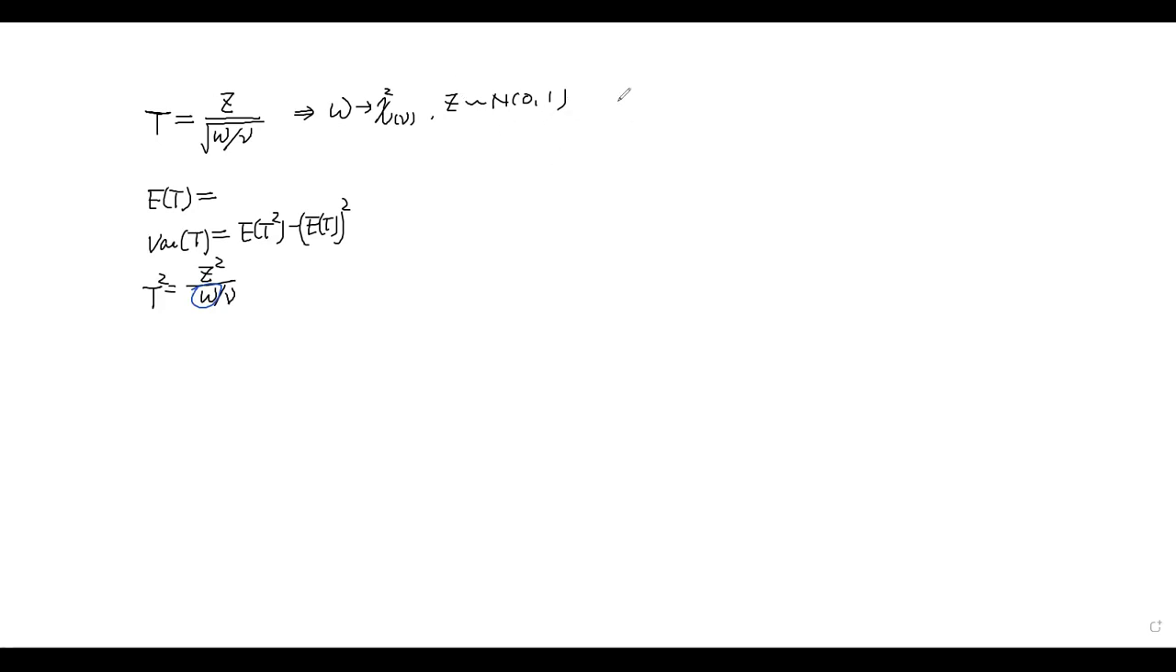Okay, so let's take a look. Let's go to the next page. If X is a chi-square with degrees of freedom V, now I want to find the expected value of 1 over X.